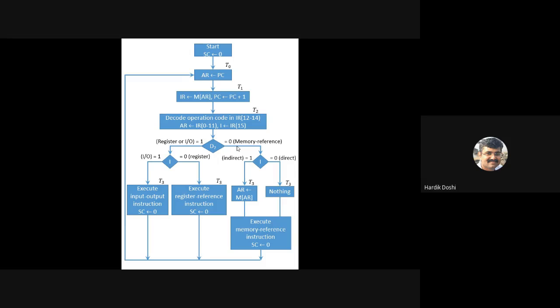The instruction cycle flowchart. Please keep this in mind, because now we are going to discuss each and every instruction in detail. All the types: register reference, memory reference, and IO instructions. But before that, can anybody tell me, with respect to time T0, T1, T2, T3, and with respect to this instruction cycle flowchart, at what time will a register reference instruction be executed?